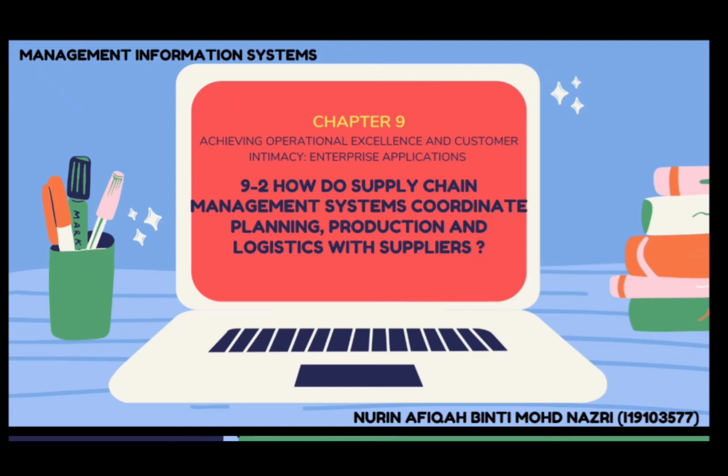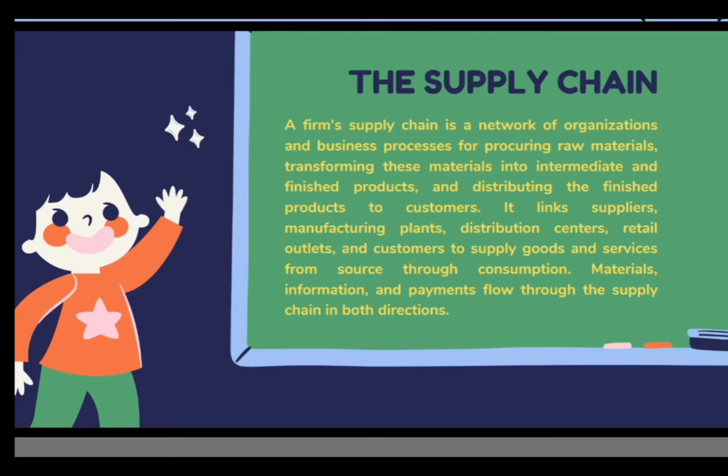Will explain about Chapter 9, Achieving Operational Excellence and Customer Intimacy, Enterprise Applications. 9.2, How do supply chain management systems coordinate planning, production and logistics with suppliers? So next we go to the supply chain.